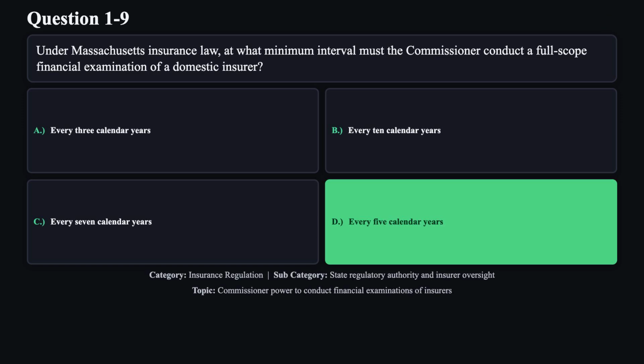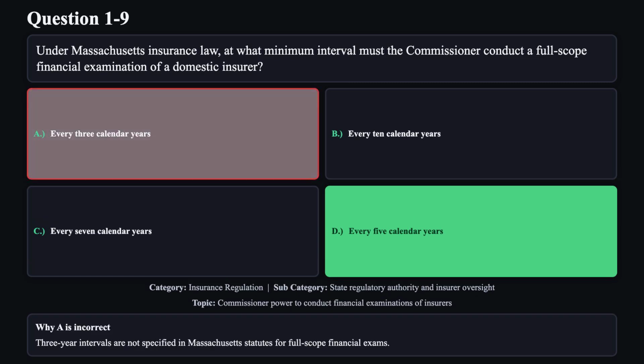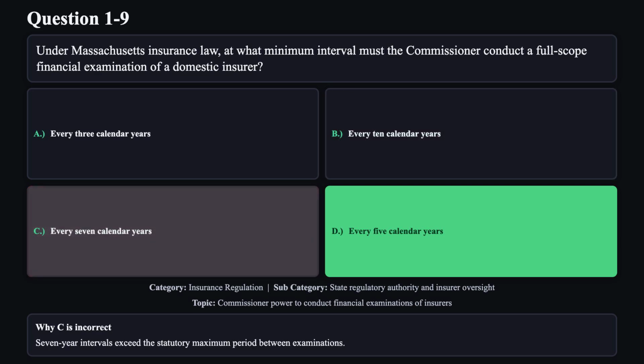The correct answer is D. Massachusetts law mandates a full-scope financial examination of each domestic insurer at least once every 5 calendar years. Other intervals are not consistent with statutory requirements. Reason A is not correct. 3-year intervals are not specified in Massachusetts statutes for full-scope financial exams. Reason B is not correct. 10-year intervals are too long and conflict with the requirement for exams every 5 years. Reason C is not correct. 7-year intervals exceed the statutory maximum period between examinations.